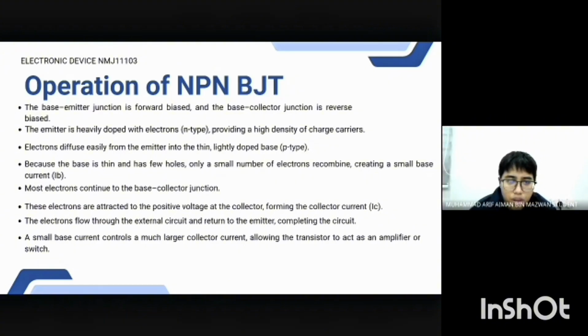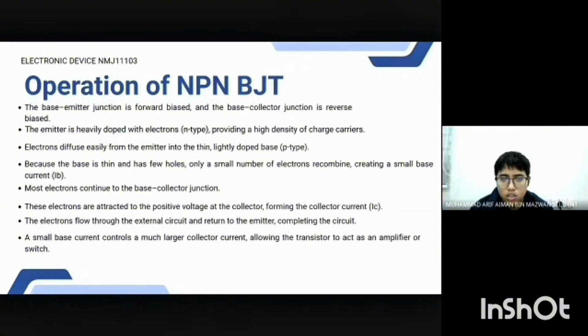First of all, NPN BJT has a base-emitter junction that is forward biased and a base-collector junction that is reverse biased. We can see here the emitter is heavily doped with electrons, N-type, providing a high density of charge carriers. Therefore, the electrons can diffuse easily from the emitter into a thin, lightly doped P-type base. Because the base is thin and has few holes, only a small number of electrons can recombine with those holes, creating a small base current, which is called IB.